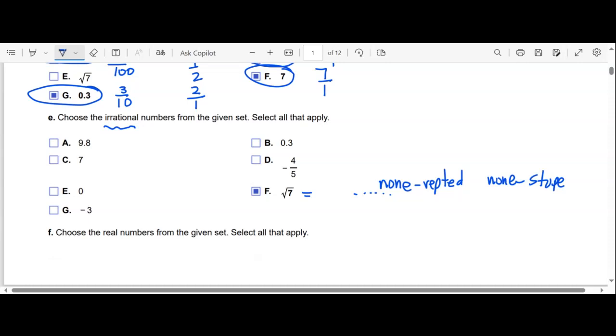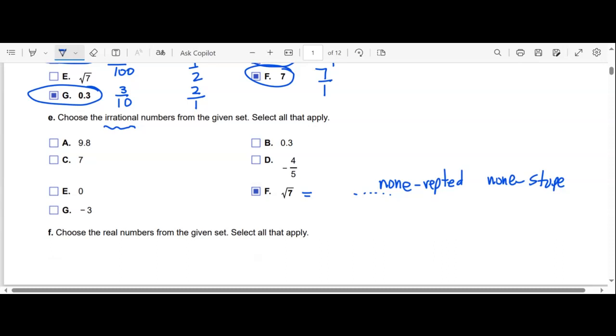Like for example pi. Is pi repeated? No, it's not repeated. Yes, it's infinite. Square root of 3, square root of 2, e. All these are irrational numbers. Is this clear?